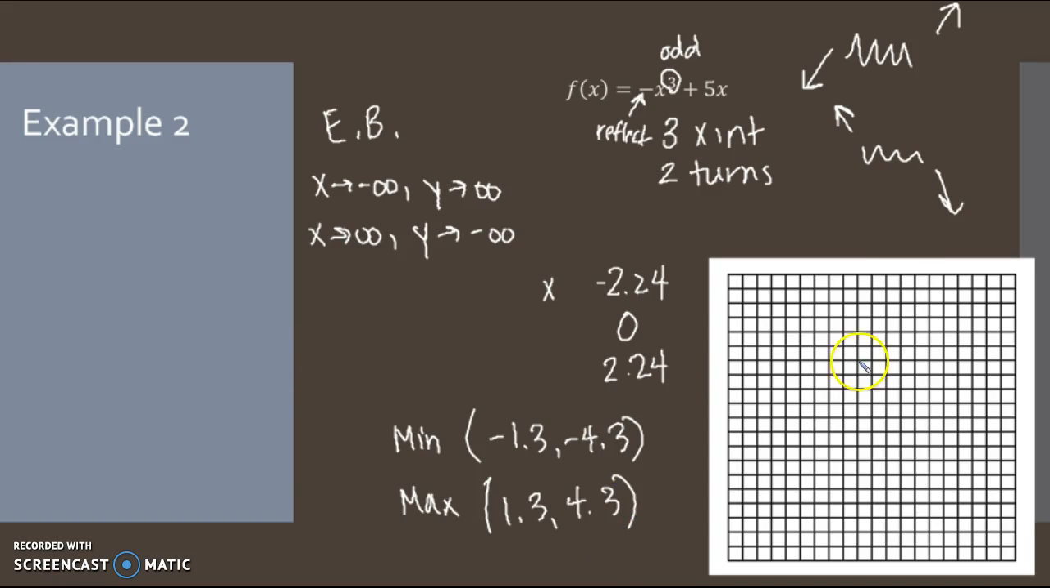So now to graph all of this, I'm going to draw my x and y axis in here. I've got a point at negative 2.24, which is right about there, 0, 0, and positive 2.24. I've got negative 1.3 and negative 4.3, positive 1.3, positive 4.3, and now I'm just going to connect. I come down, back up, and back down. So there's my graph. The only thing I'm missing is my domain and range, which, because this is an odd function, are both all real numbers every time.